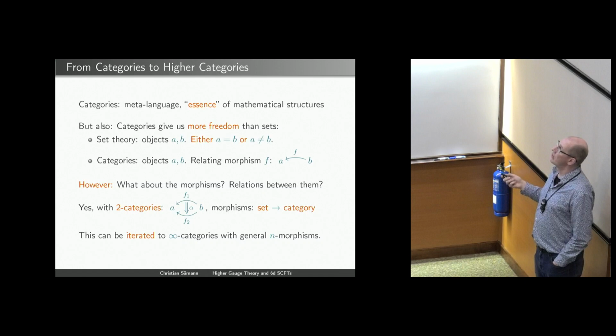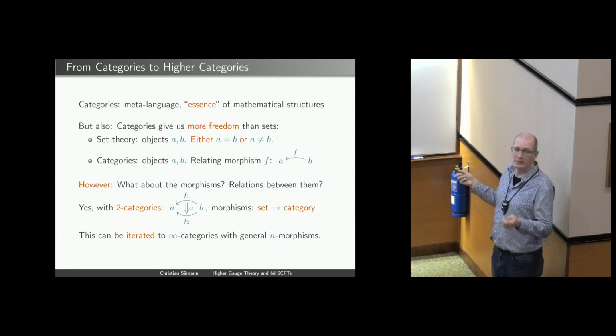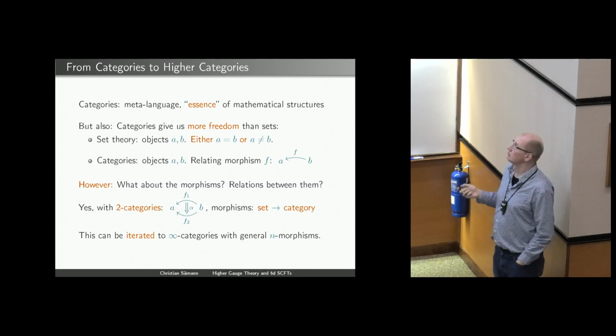However, now we just postpone this problem, then we can ask whether two things are equal or different to the level of morphisms, right? Because now we don't have anything between morphisms, so we can just ask, are two morphisms the same or are they different? So how can we solve that? Well, we just go to two-categories where we have now morphisms between morphisms, right?